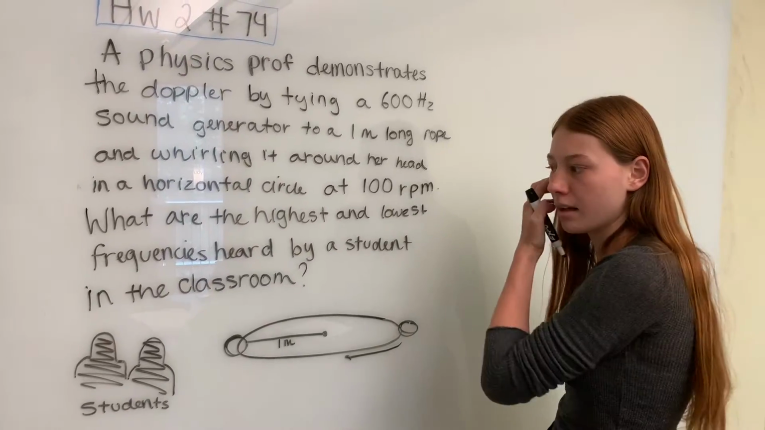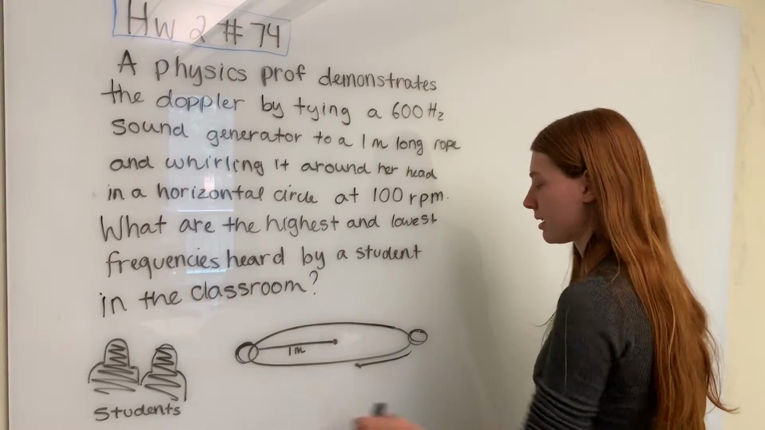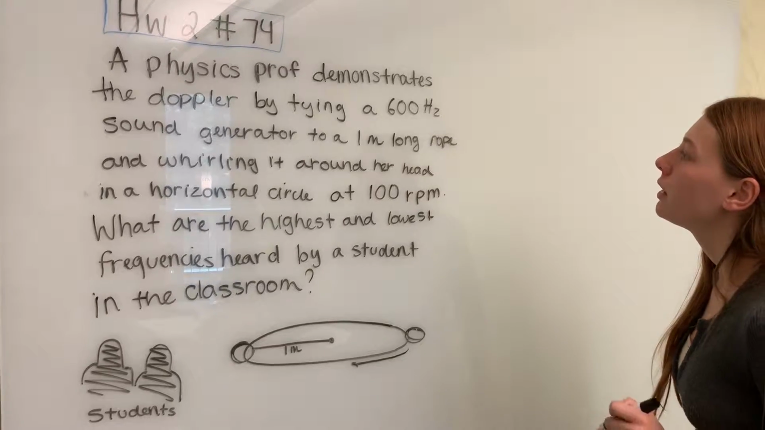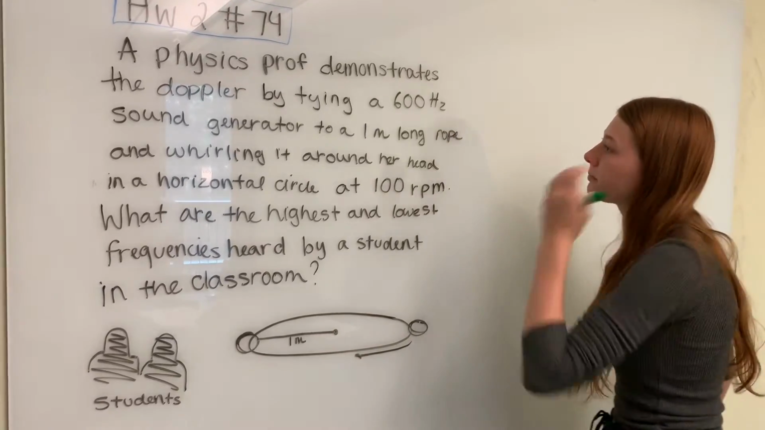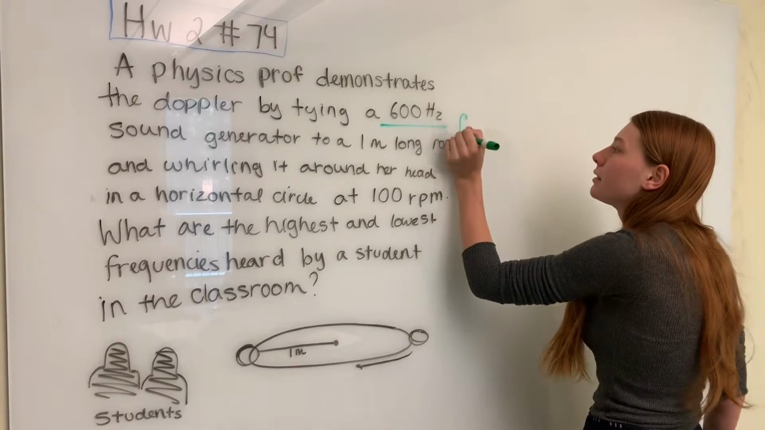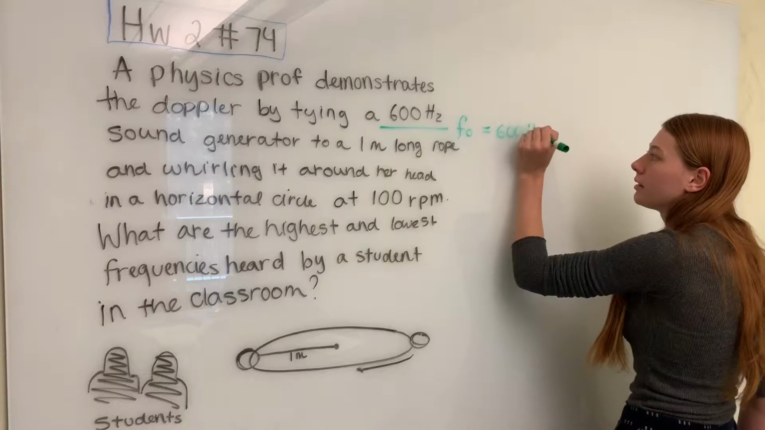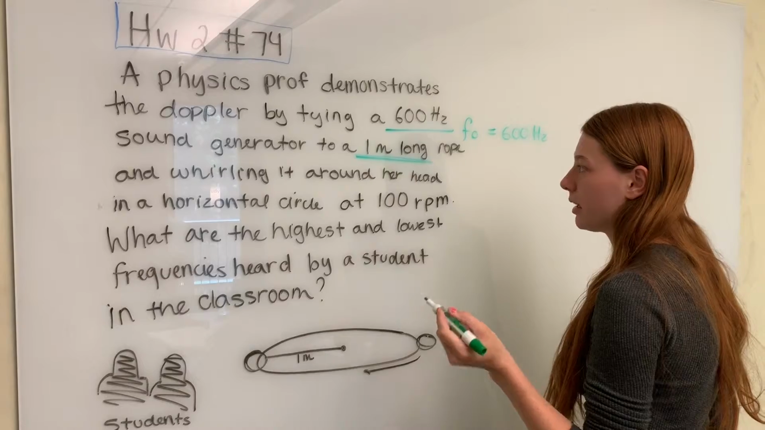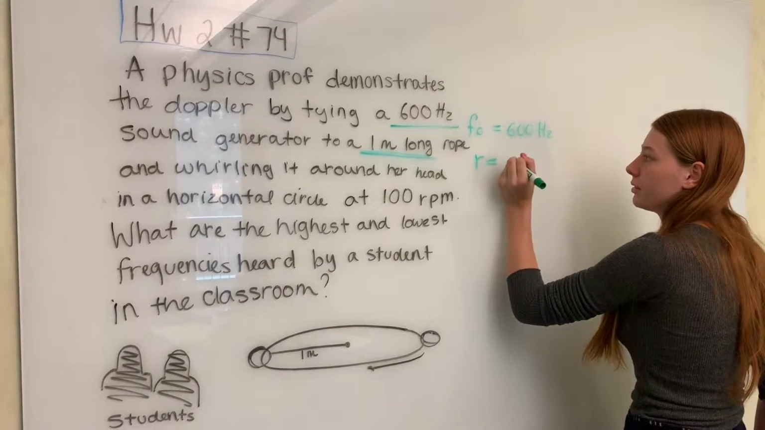So I started by drawing a basic diagram to show what's happening. So this is the classroom, the audience, and then this is the sound. So first off, you have your knowns. Let's get a different marker. So you have your first frequency, frequency initial, is 600 hertz. And then you're given the length of a string, so I'm assuming this is going to be useful at some point, so we'll just start by saying R of the circle is 1 meter.